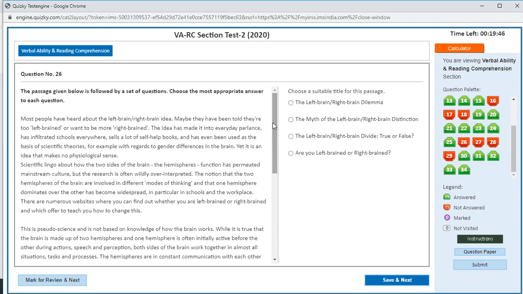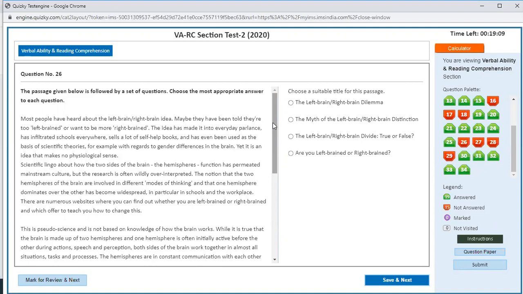Most people have heard about the left brain, right brain idea. Maybe they have been told they are too left-brained or want to be more right-brained. The idea has made it into everyday parlance, has infiltrated schools everywhere, sells a lot of self-help books, and has been used as the basis of scientific theories, for example, with regards to gender differences in the brain. Yet it is an idea that makes no physiological sense. Scientific lingo about how the two sides of the brain, the hemispheres, function has permeated mainstream culture, but the research is often widely over-interpreted. The notion that the two hemispheres of the brain are involved in different modes of thinking and that one hemisphere dominates over the other has become widespread, in particular in schools and the workplace.